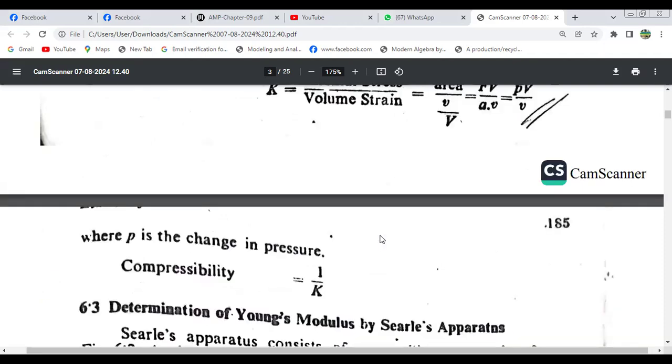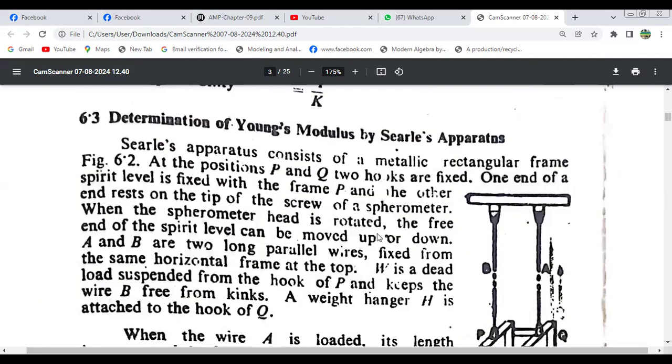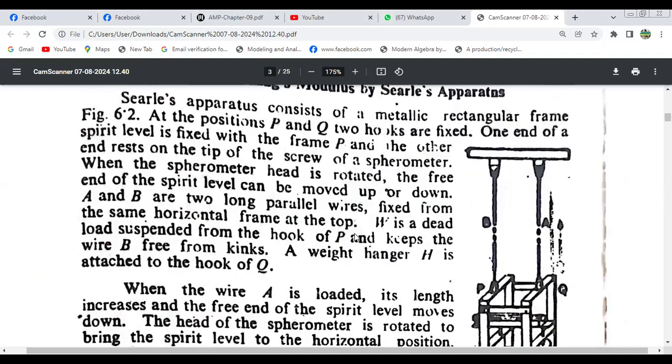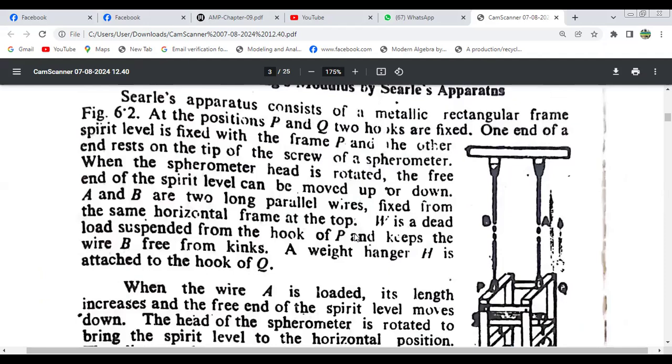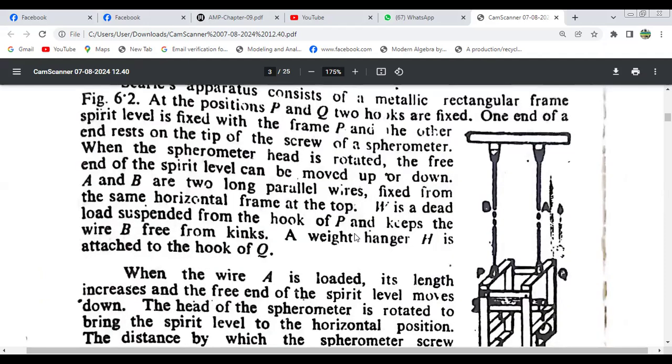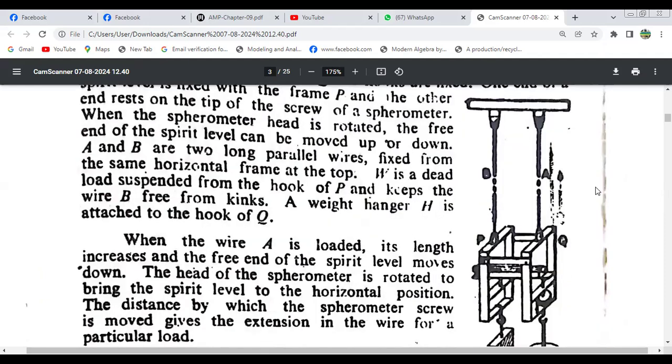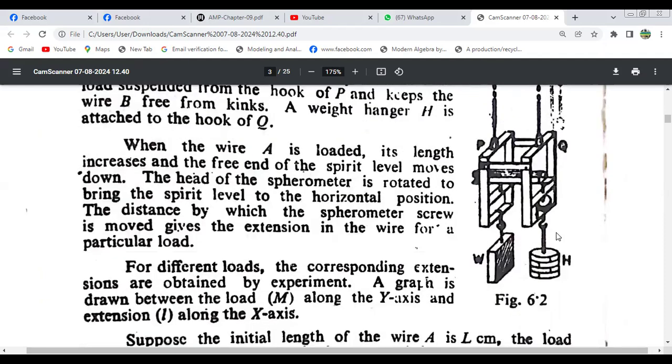And we also discussed the determination of Young's modulus by Searle's method. This is a method for finding Young's modulus. Suppose there is a wire suspended and a weight is attached to it. The wire is loaded and its length increases. The free end of the spirit level moves down. The head of the spherometer is rotated to bring the spirit level to the horizontal position.